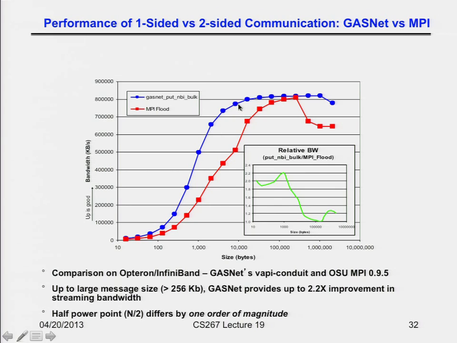So let's suppose that I send messages of size around 10,000. I'm still getting nearly peak speed out of GasNet. I don't get much of a drop there, but MPI has dropped dramatically.